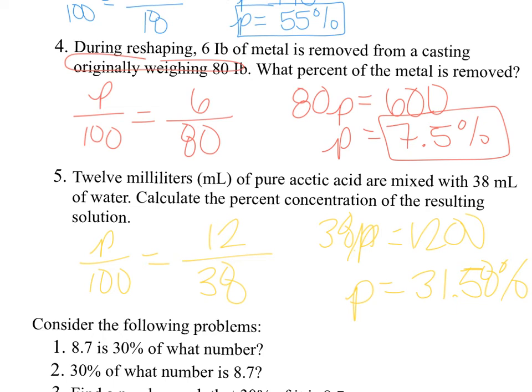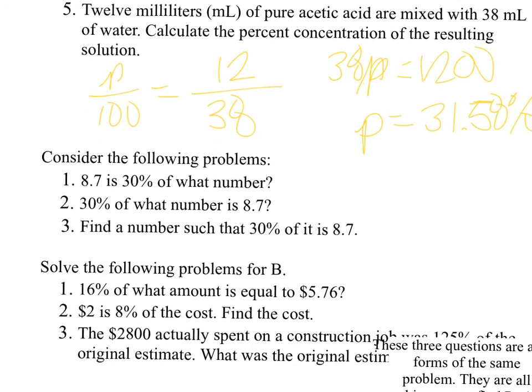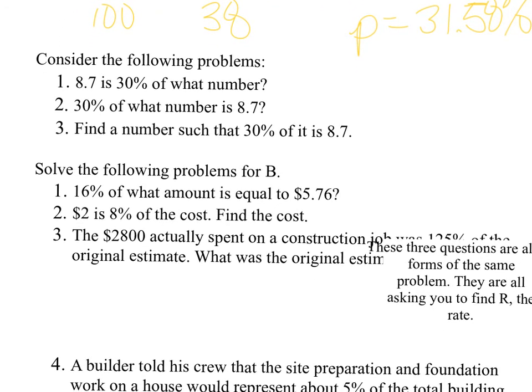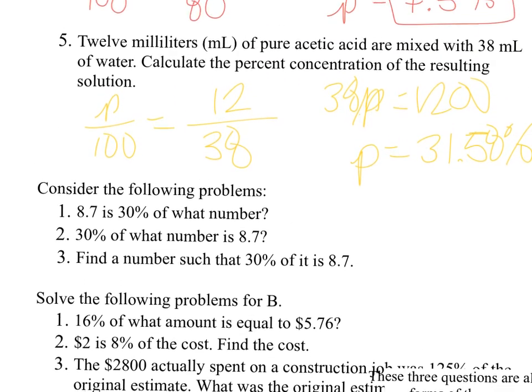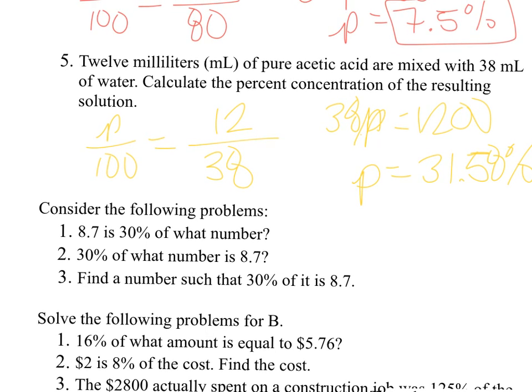Now let's take a look at some more questions. So we have that 8.7 is 30% of what number? 30% of what number is 8.7, and find the number such that 30% of it is 8.7. So these 3 questions are also all types of the same problem. They are all asking you to find the base, or B. So we're going to take a look at that in the next 3 problems.